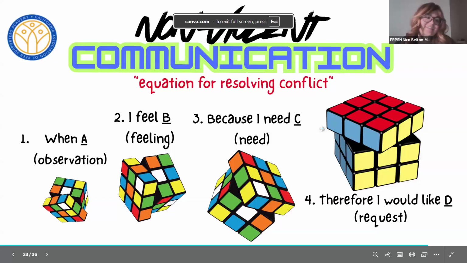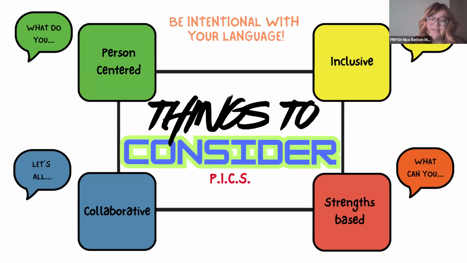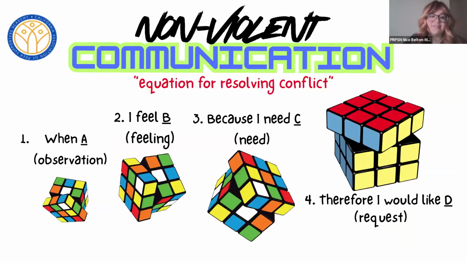Great. So we left off at the nonviolent communication method. So again, as we break into our pairs, we are going to resolve whatever conflict comes to mind, whatever you're comfortable with sharing. When A, the observation, I feel B, the feeling, because I need C, the need, therefore I would like D, the request. And before we get into this again, we want to consider using PICS: person-centered, inclusive, collaborative, strength-based. We want to be intentional with our language, and avoid generalizing, blaming others, criticizing, comparing, or making demands. So again, keep the focus on you.